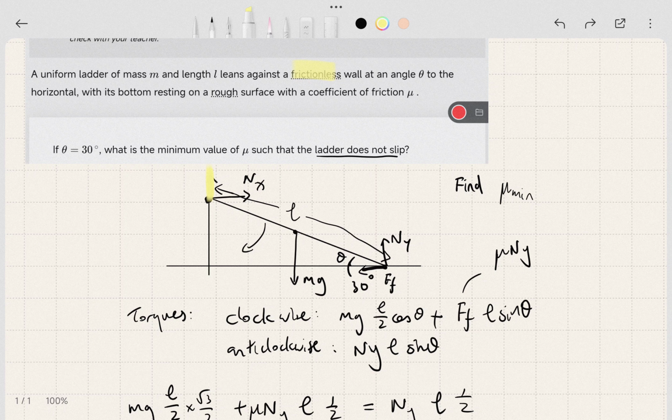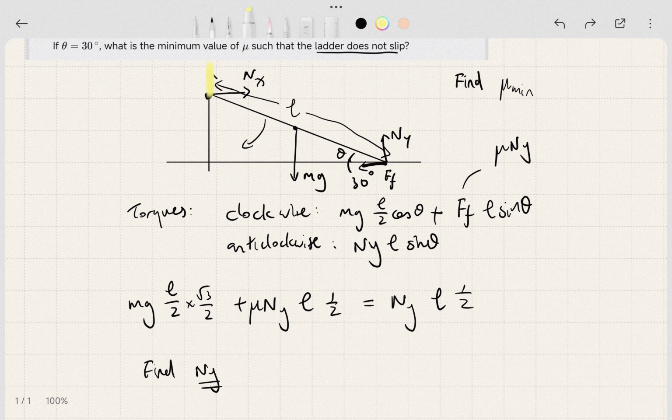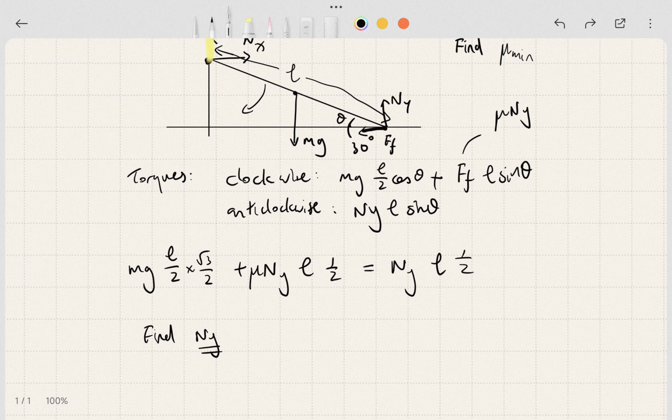Look, it says the ladder leans against a frictionless wall. So what that means is, if it is frictionless, there would not be friction force acting upwards on the contact between the ladder and the vertical wall. What that means is, therefore, Ny, the normal force at the point of contact between the ladder and the horizontal surface, must be equal to mg.